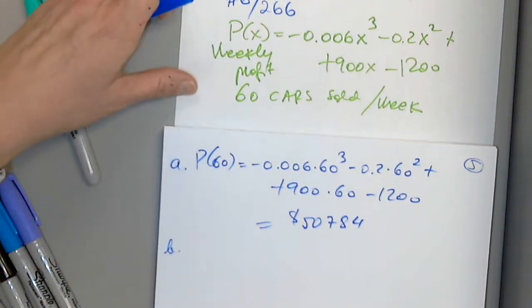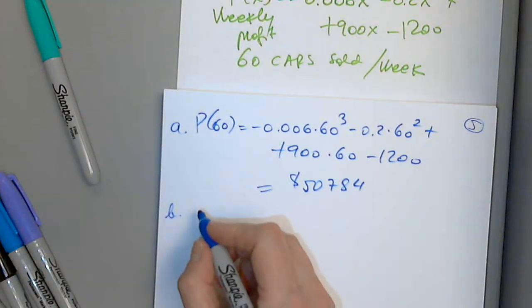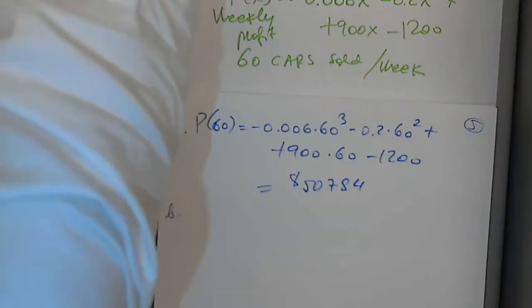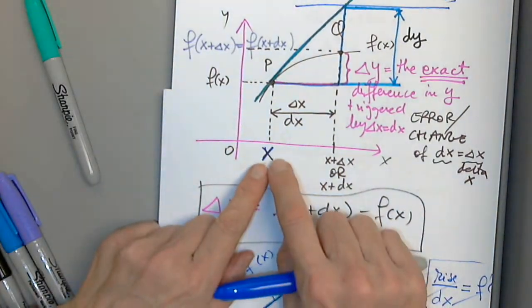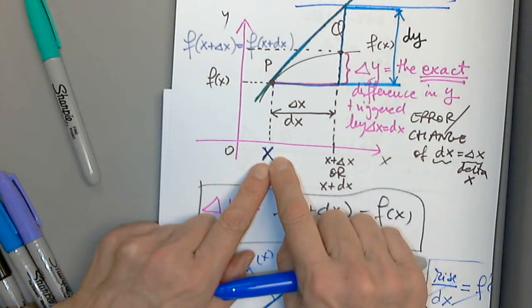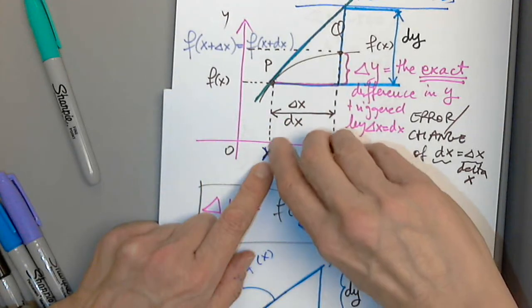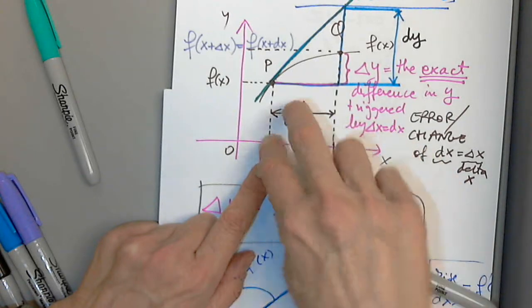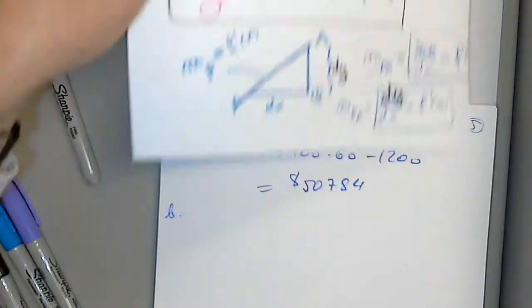Let's read part B. How much profit would be lost if the dealership were able to sell only 59 cars weekly? What do I have to find? Let's come back to our beautiful function. So now this is my 60, and dx is not positive, but it's on this side. So this will be 60 and this will be 59, and delta x or dx will be negative 1. Right? Good.